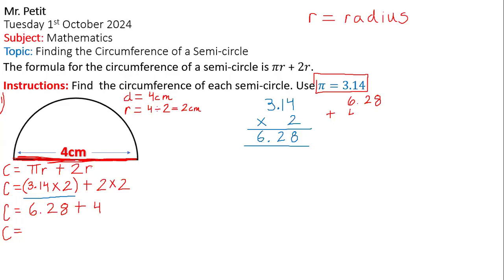Plus 4. And it's going to be 4 because we have to put the 4 in the ones place. And then we put this behind. And so this is going to be equal to what? 8 plus 0 is 8. 2 plus 0 is 2. And finally, 6 plus 4 is what? 10. And so that means that the circumference of the semicircle is 10.28 centimeters.